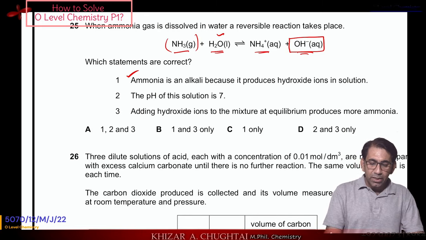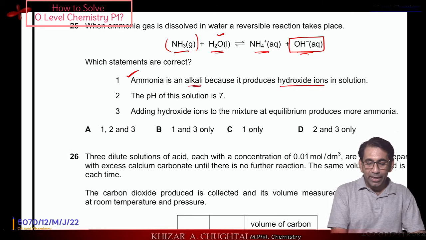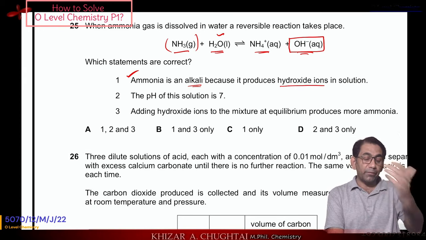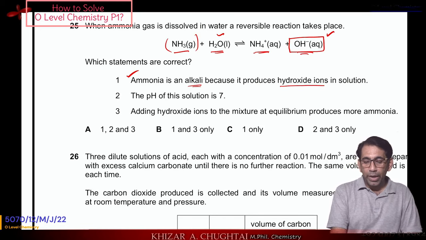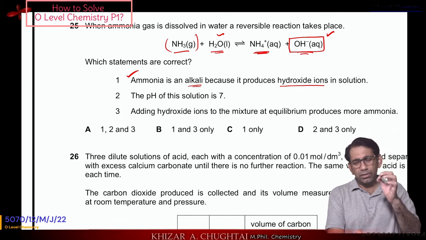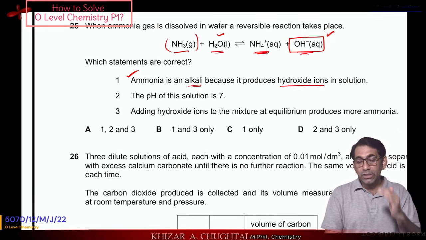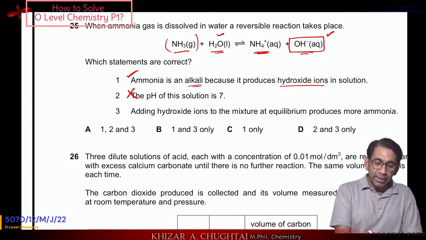The pH of this solution is 7. Answer is no. As we have admitted that the hydroxide ions are there and it is an alkali, the pH of this solution must be above 7, not equal to 7. These OH negative ions are much stronger alkaline species as compared to NH4 positive ion, which is a mild or very weak acidic species. So OH negative ion will dominate, and the pH of the solution will be higher than 7. So B is an incorrect option.